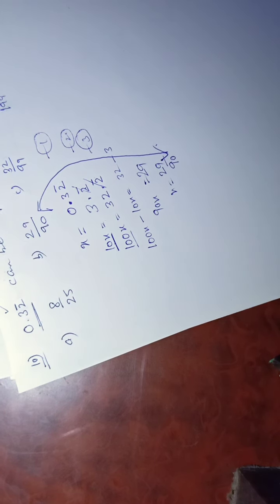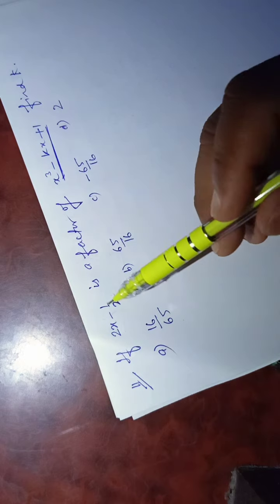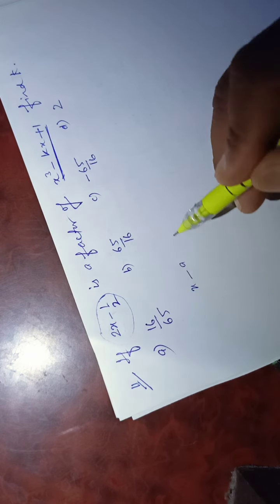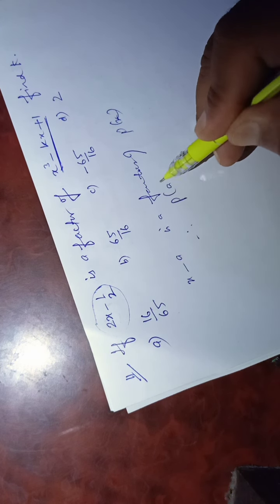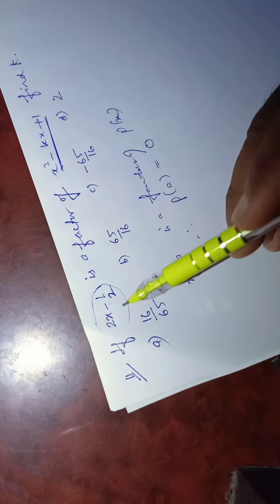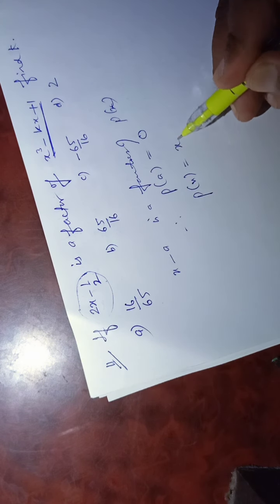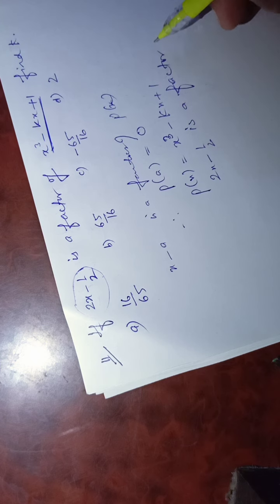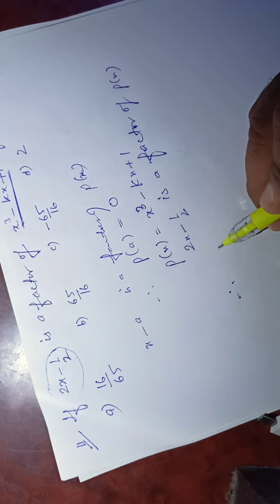Now the last question I am giving you: if 2x minus 1 upon 2 is a factor of this, find k. Now this is a factor, so what does the factor theorem say? If x minus a is a factor of p(x), then p(a) will be 0. Now what is our factor? 2x minus 1 upon 2, and our p(x) is this, so we assume p(x) is x cube minus kx plus 1. Now 2x minus 1 upon 2 is a factor of p(x). So what will come in place of x?